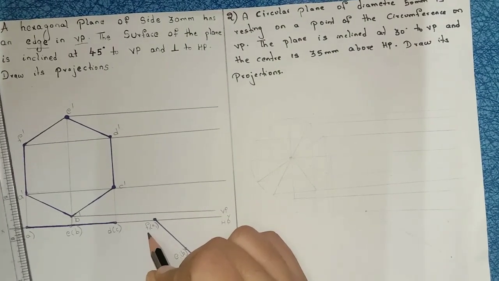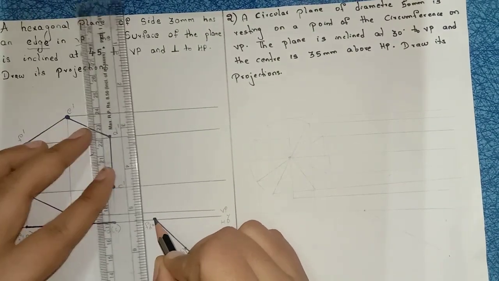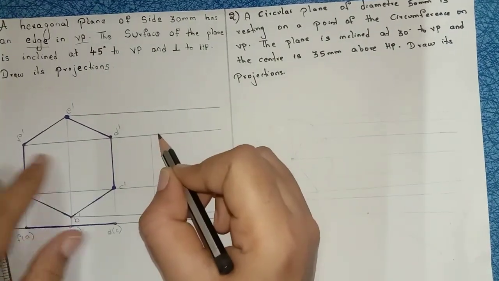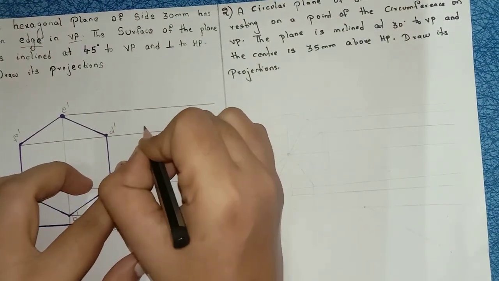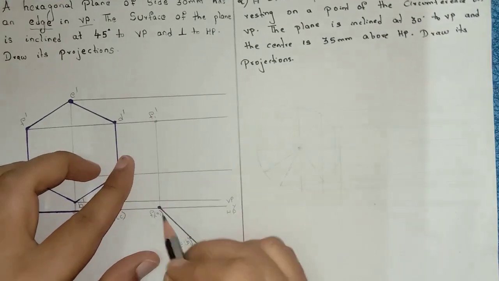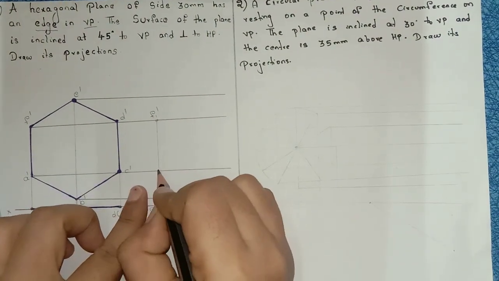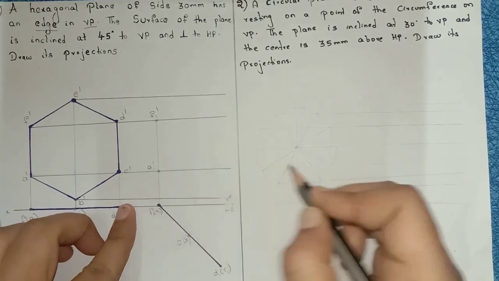Starting point is F1. Next is A1. From F1, draw a straight line till F point. Name this point as F1 dash. Next point is A, no? A to A. This point is here A1 dash.